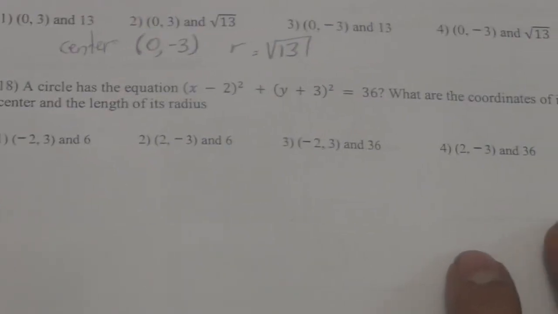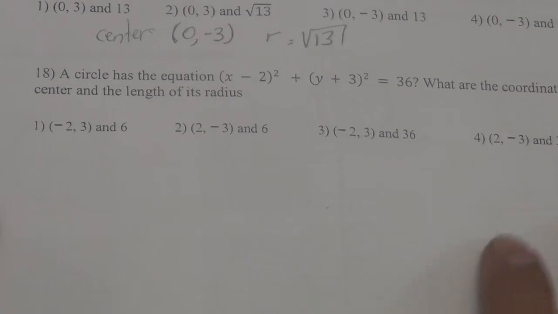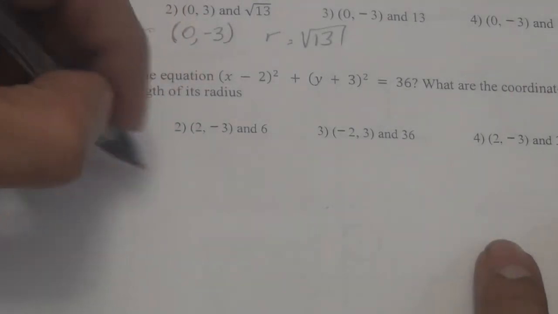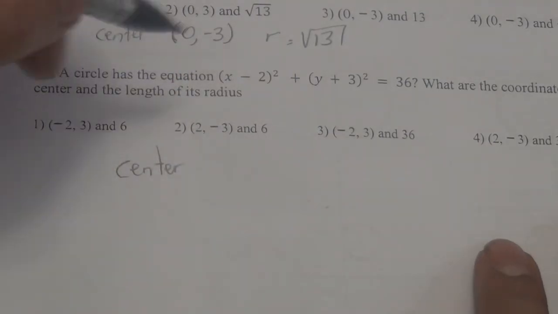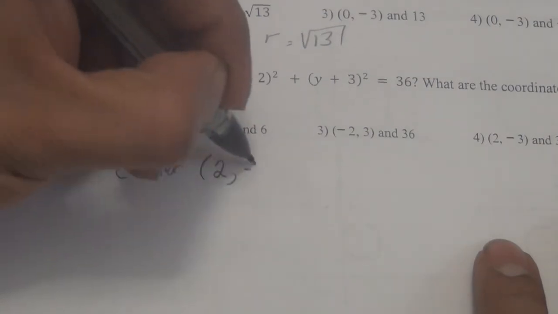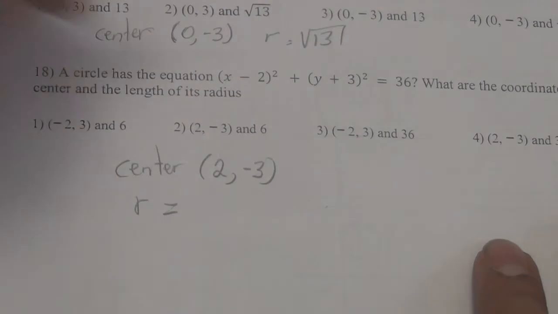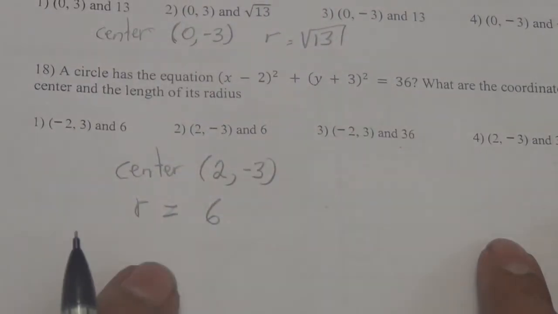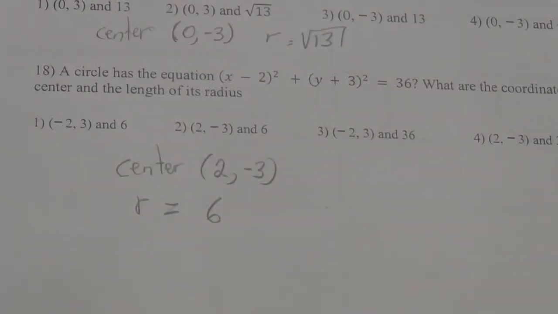Again, they want the coordinates of its center and the length of the radius. Do it before I do and I give you a point. Six, because the square root of 36 is 6, or 6 squared is 36. That's it. Now you make the right choice.